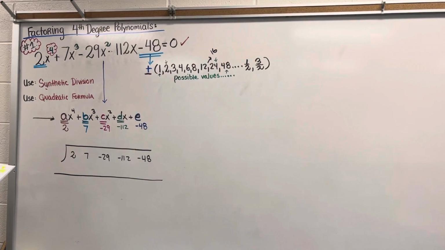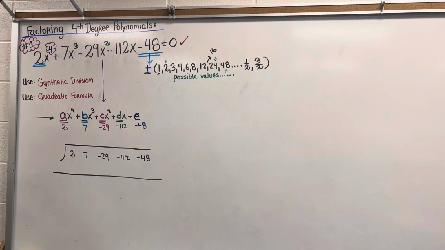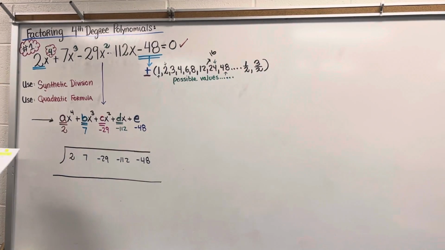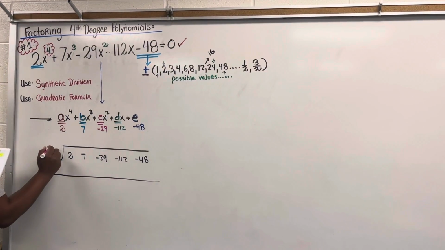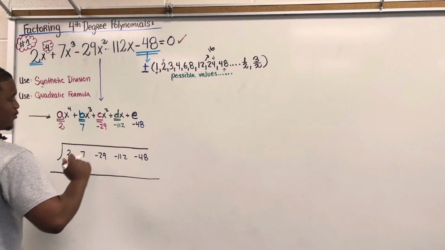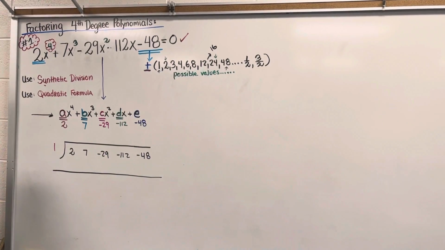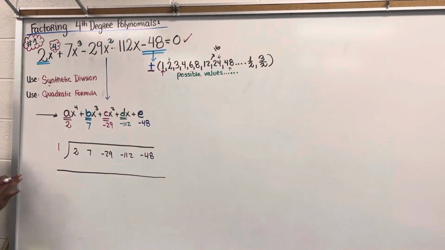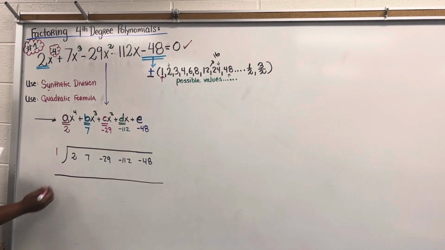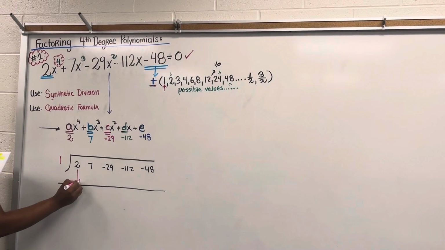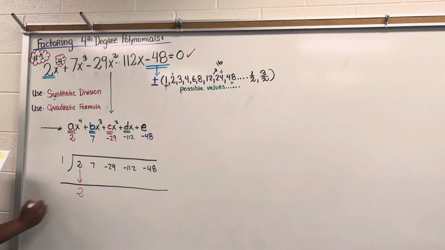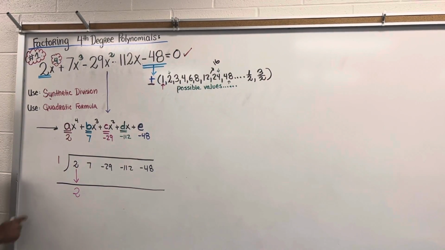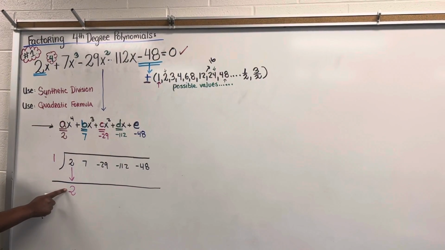So let's just try a random number, one that I know does not work, so I can show you what I'm talking about. So let's try 1. Say out of this set, I wanted to do 1. I'm going to try out 1 to see if that possible value is going to work. All you do is bring down this 2, and multiply 1 by whatever number is down here. So 1 times 2 is 2.